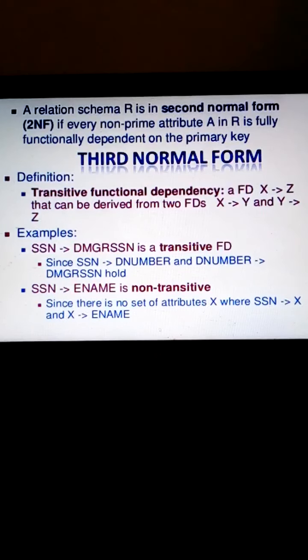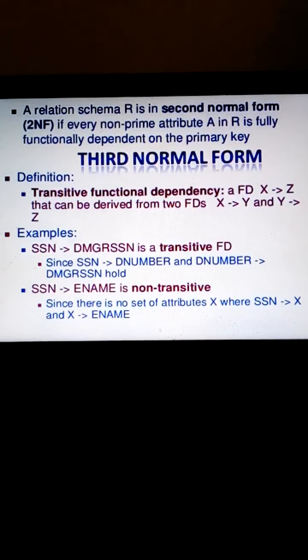So here, like SSN number can find DMG or SSN number, it is a transitive functional dependency. Why? Because SSN number can find D number and D number can find DMG or SSN number. So we can say SSN can easily find DMG or SSN numbers.